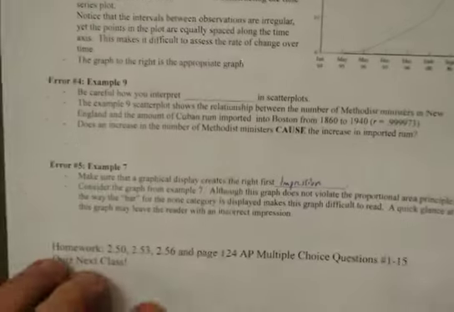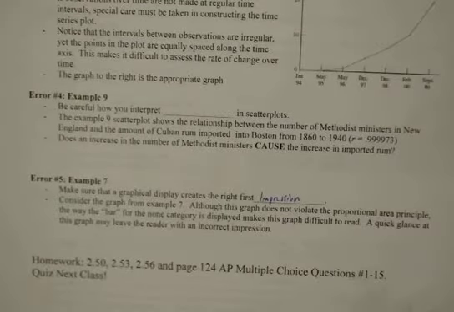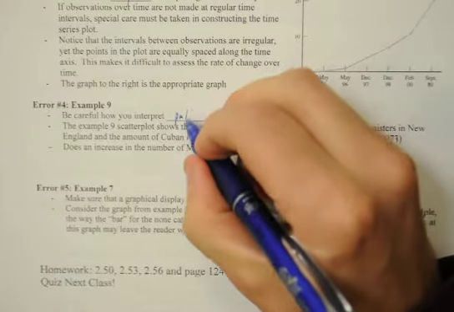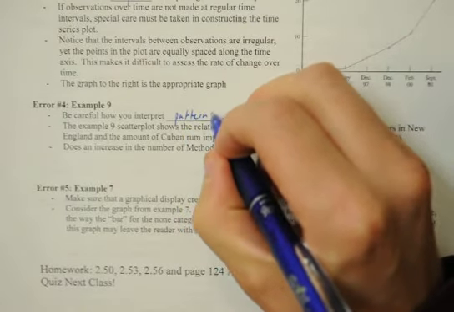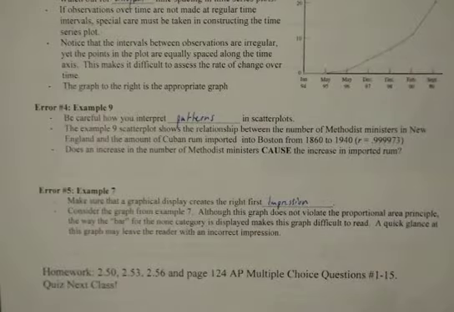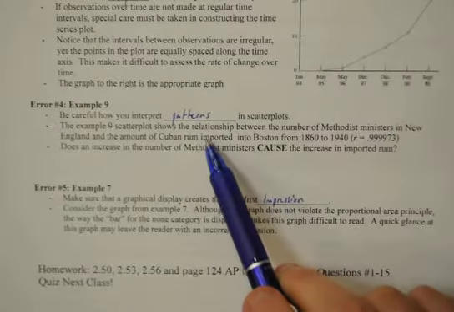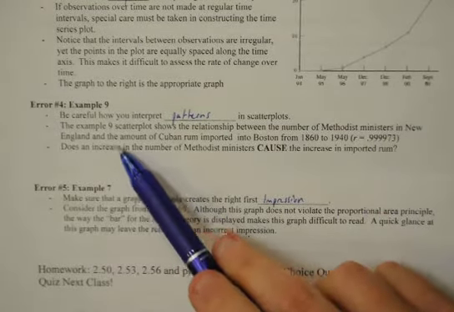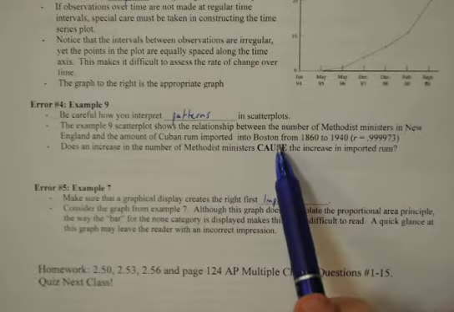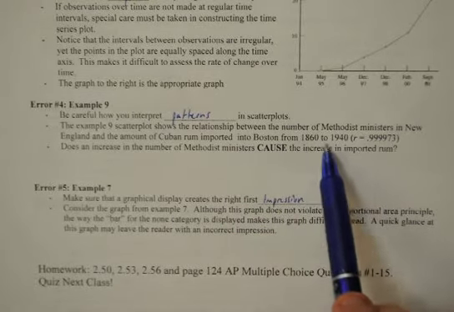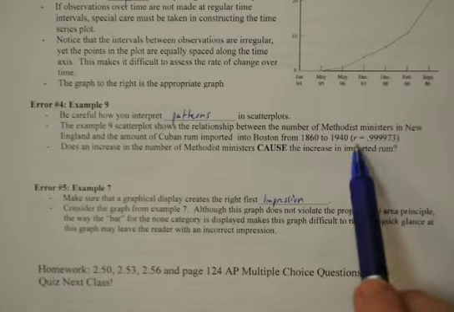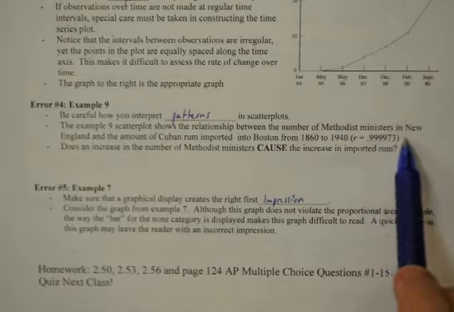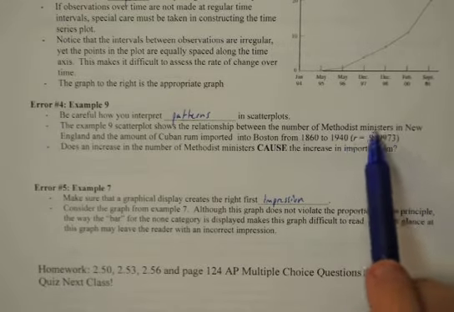So here, be careful how you interpret patterns in scatter plots. Example 9: the scatter plot shows the relationship between the number of Methodist ministers in New England and the amount of Cuban rum imported into Boston from this time frame, and it has almost a perfect R value, which we'll talk about again. This is the last chapter, we'll talk about these.